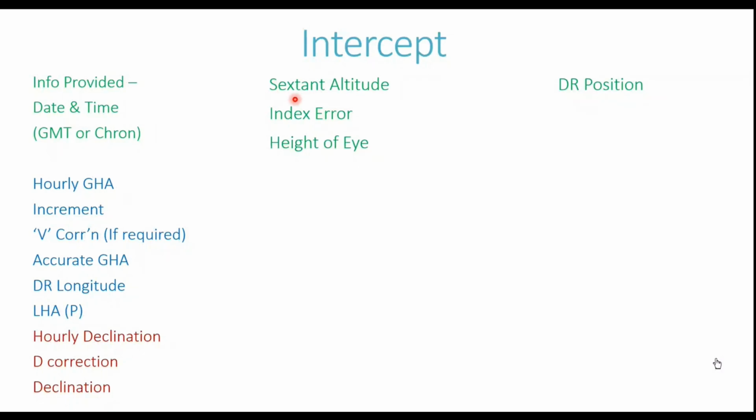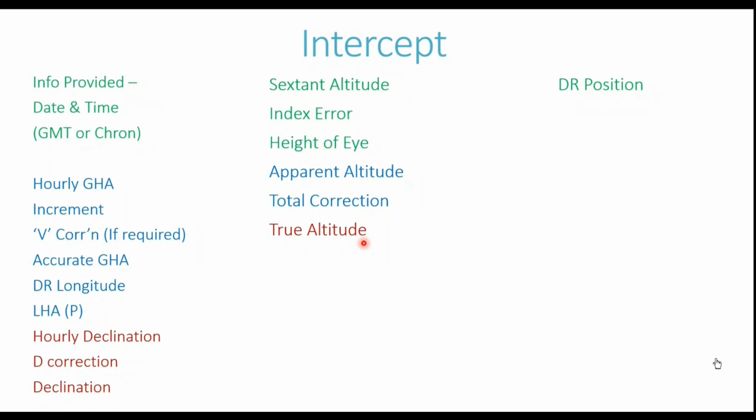Now in the second step, we have the sextant altitude. We apply the index error. If it is on, we put it off. If it is off, we put it on. Then we apply the height of eye with the dip correction. Dip correction is always negative. Once we apply these two corrections, we get the apparent altitude of the body. To this apparent altitude, we apply the total correction and we get the true altitude of the body.